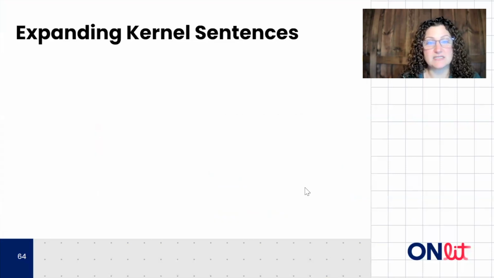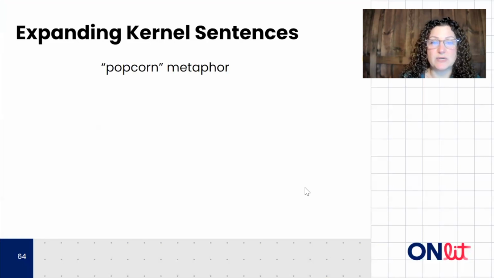Expanding kernel sentences uses a popcorn metaphor. Think about kernel sentences as kernels of popcorn. One kernel of corn is very small, but when you add energy in the form of heat, the kernel blows up into a larger piece of popcorn. Likewise, a kernel sentence is small, with just the basic sentence elements, a noun and a verb.